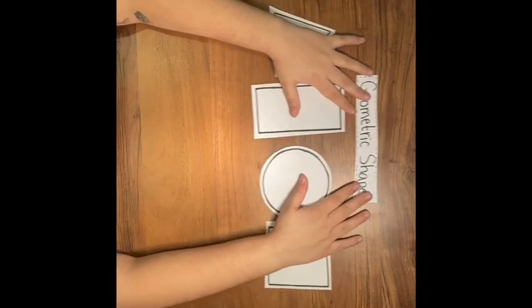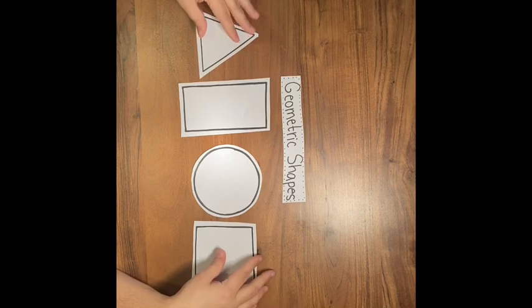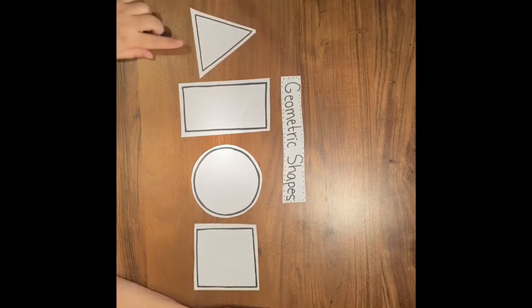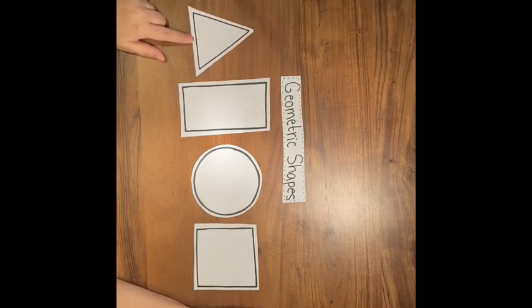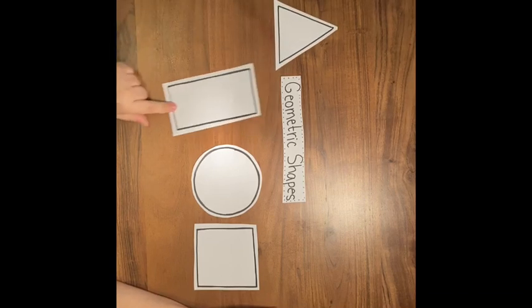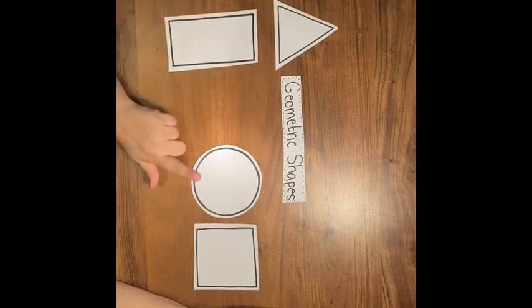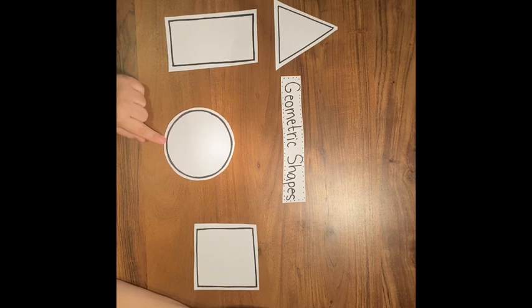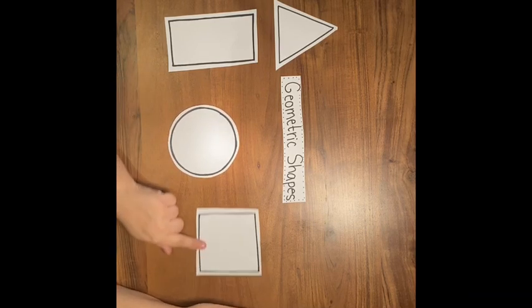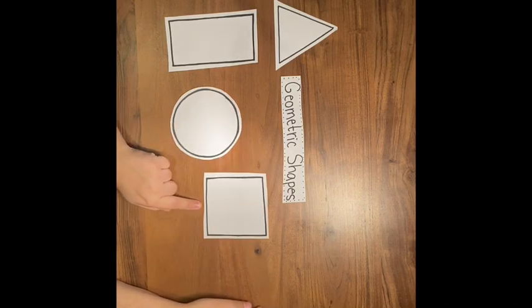Let's name what these shapes are because geometric shapes all have names. So what is this shape? If you said triangle, you are correct. What about this shape? What do we think this one is? This one is a rectangle. What about this shape? What is this shape? This one is the circle. And finally, we have this shape. And that shape is a square.